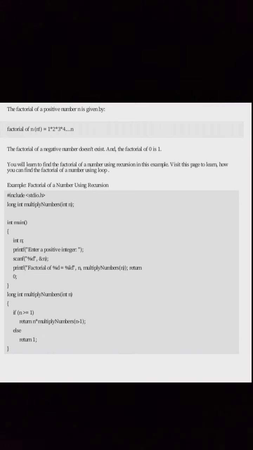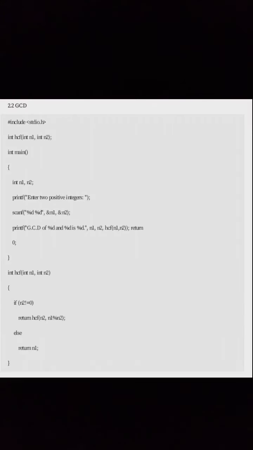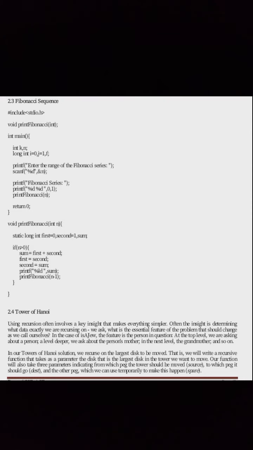Visit this page to learn how you can find the factorial of a number using loop. See the program factorial of a number using recursion. See the program for GCD. See the programming for Fibonacci sequence. Now let us see Tower of Hanoi.